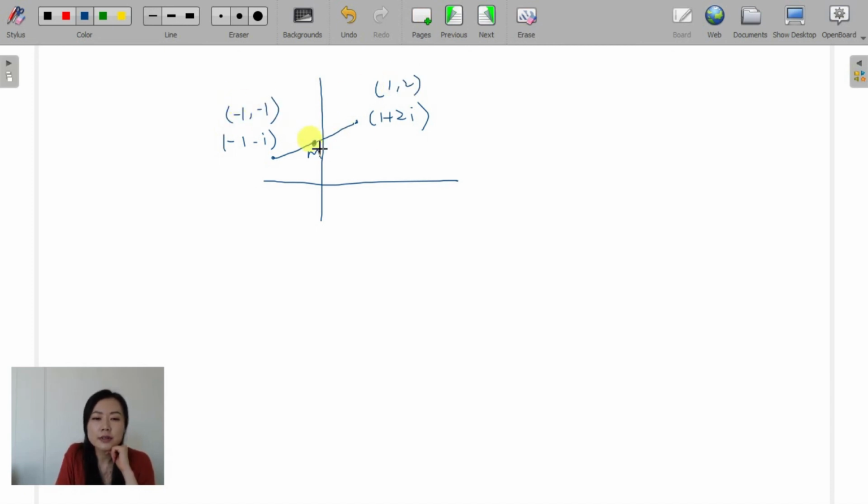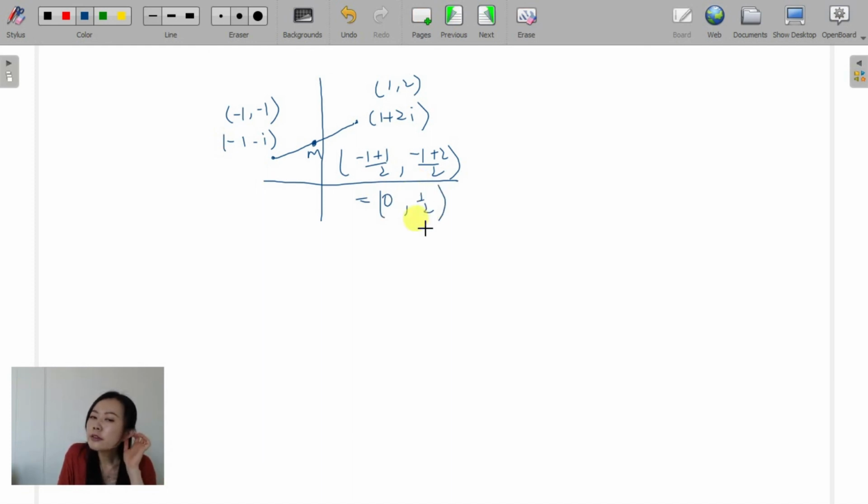If I ask you to find a midpoint, you're like, oh yeah, that's super easy. Midpoint formula, right? (-1 plus 1) on 2, (-1 plus 2) on 2, right? So that's (0, a half), piece of cake.